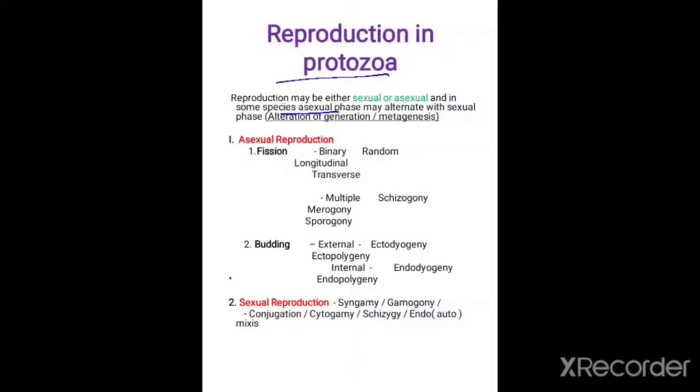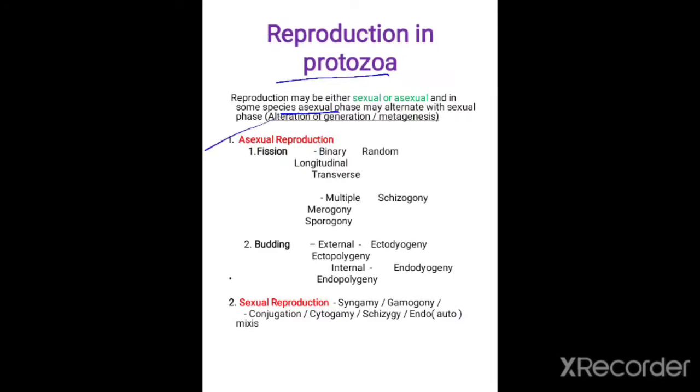In this video, we will discuss reproduction in the protozoa. It may be either sexual reproduction or asexual reproduction, or in some species there is an alternation between the sexual phase and asexual phase, and such type of reproduction is called alternation of generation or metagenesis.